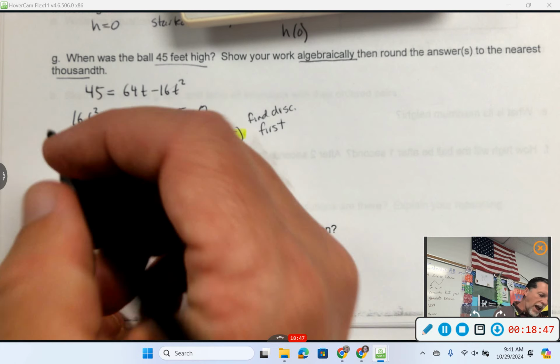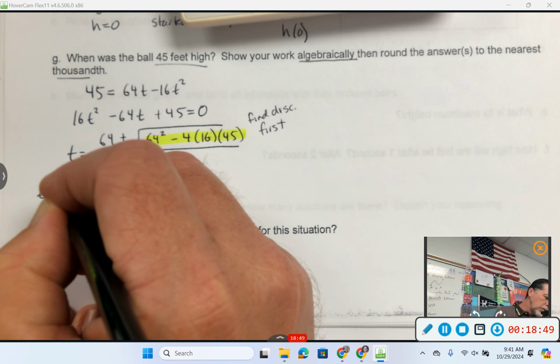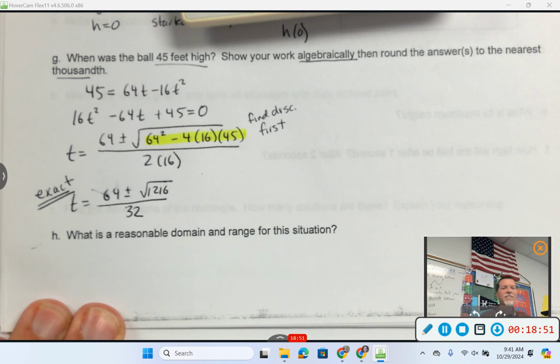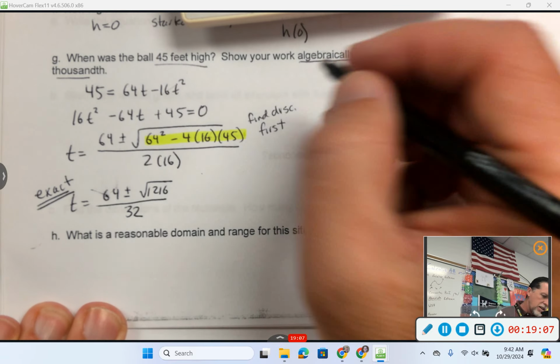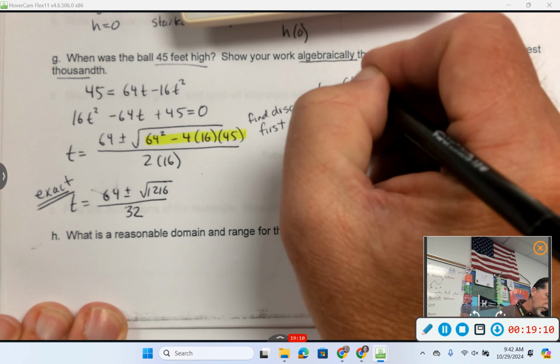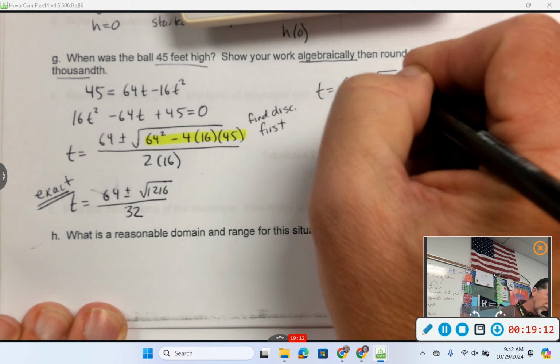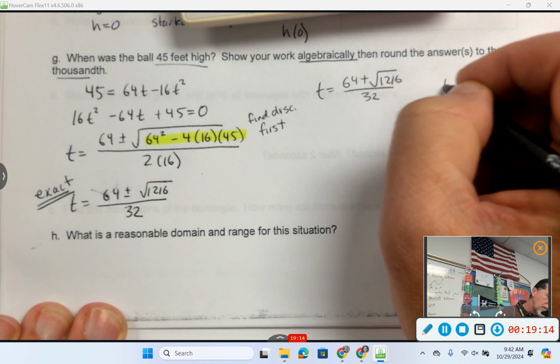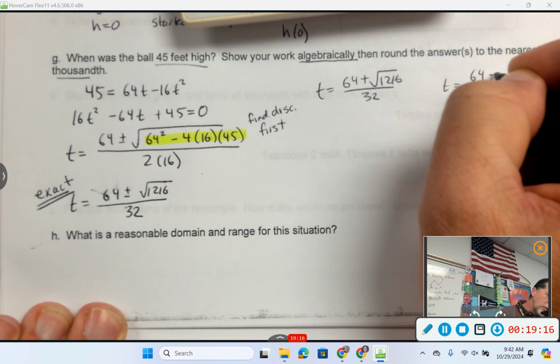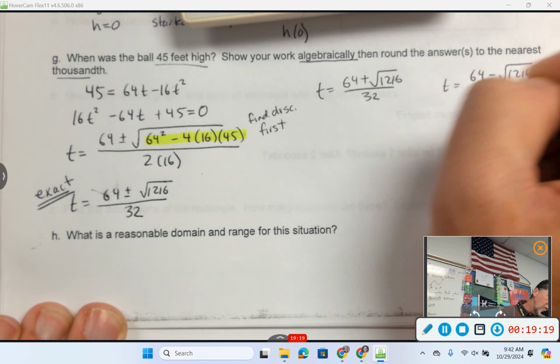And this question didn't ask for it, but in the future we'll ask for an exact answer. That's an exact answer. We haven't rounded anything. We're going to go to our calculator and round it in a minute, but that won't be exact. Right? Just because you write down what your calculator told you doesn't mean it's exact. If you rounded it, it's not exact. So let's do 64 plus square root 1216 over 32. And 64 minus square root 1216 over 32.